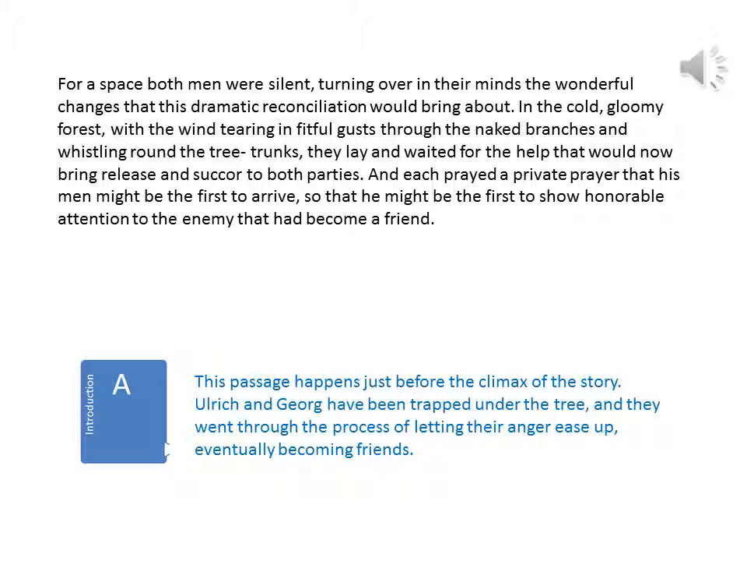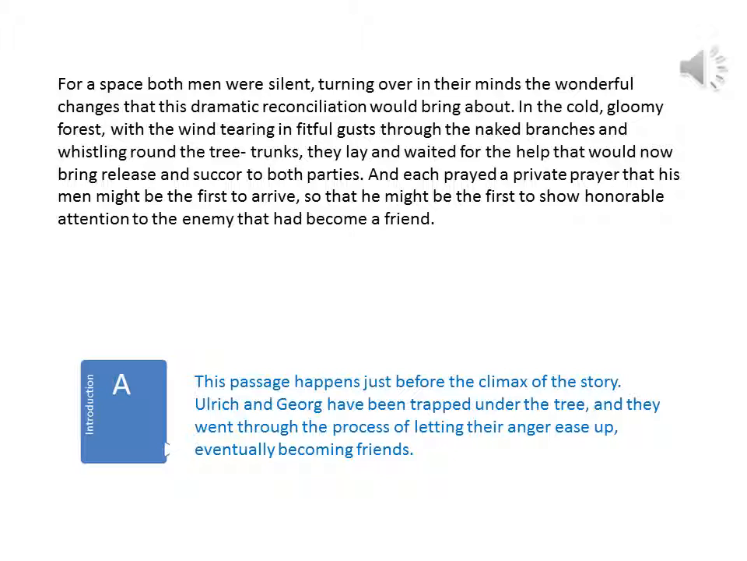Part A also requires that I provide some context for where this passage takes place in the story. I know this story pretty well, and I remember that this is the part after Georg and Ulrich had confronted each other under the tree, and they were about to shoot each other, and then the tree fell on them. At first, they went through some difficult times, arguing with each other and threatening to kill one another, but eventually they came around. Finally, they decided they could be friends. This is just at that part.